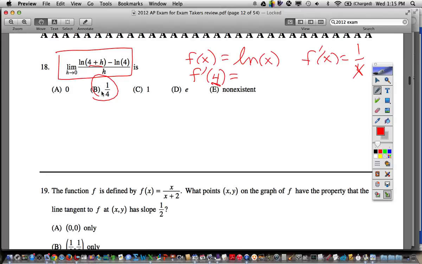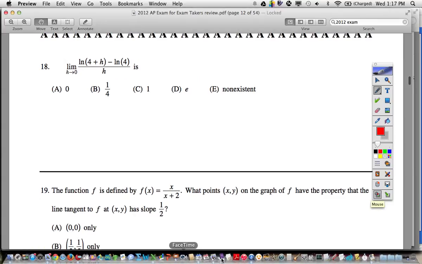Remember I said they like to quiz you on several things at once? So what they just did there is see if you understood what the definition of derivative was, and they also saw, do you know the derivative rule for natural log x? And then you plug in your 4, and there's your answer. Okay, so that would combine those kind of things on some of the stuff we've learned.